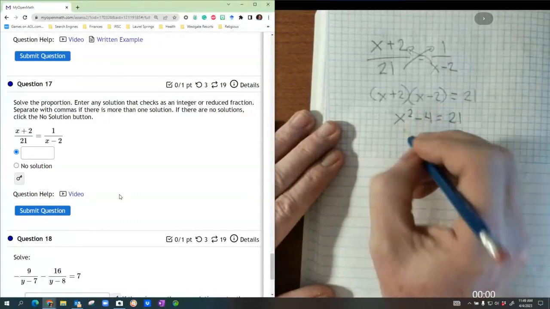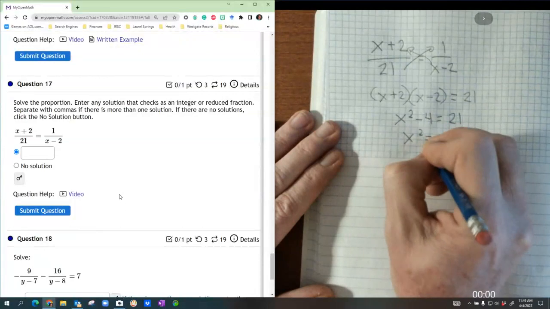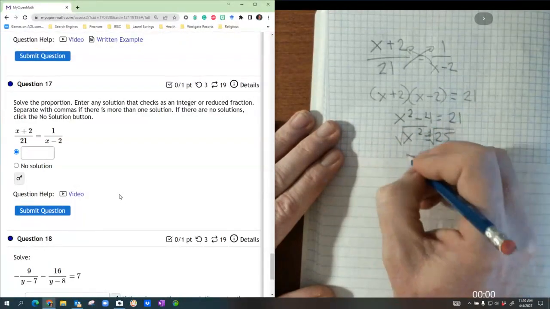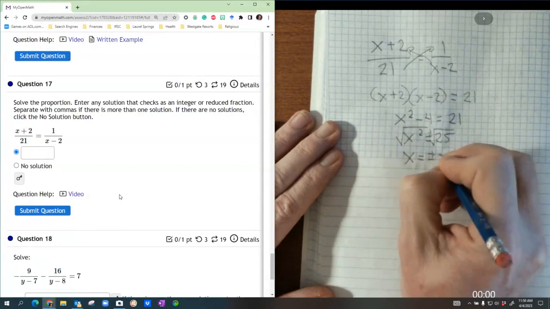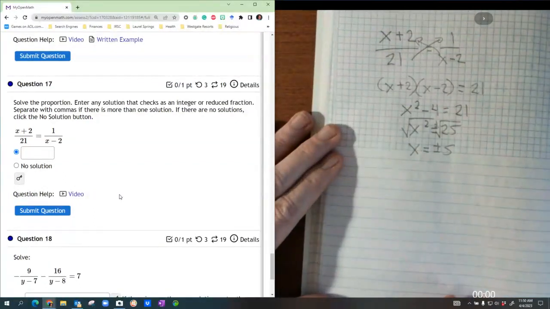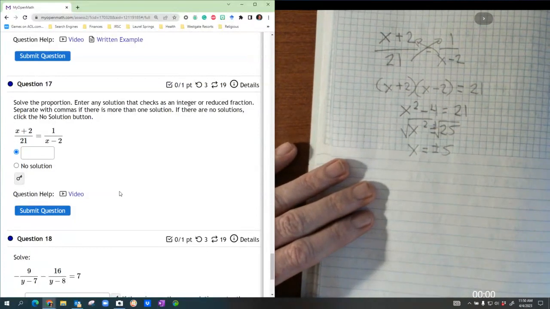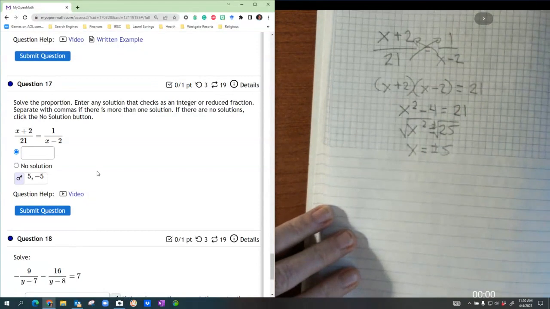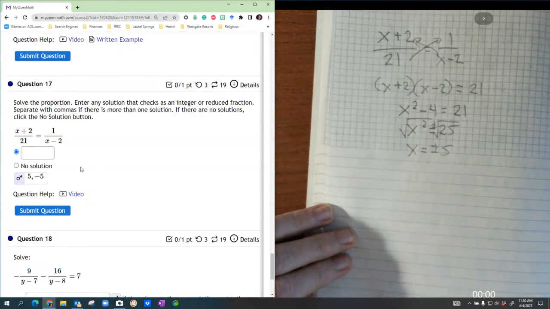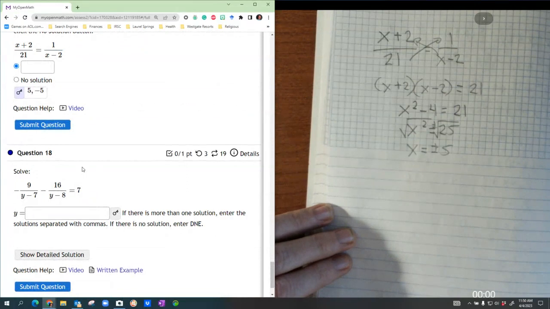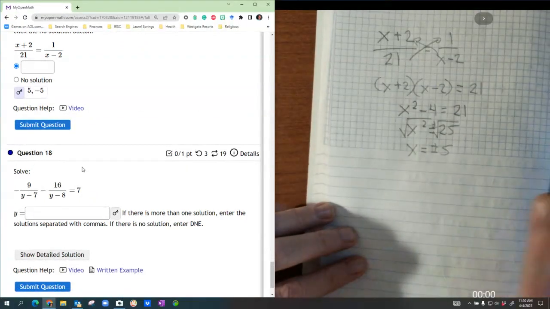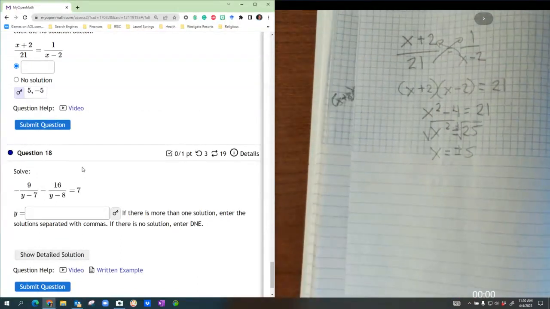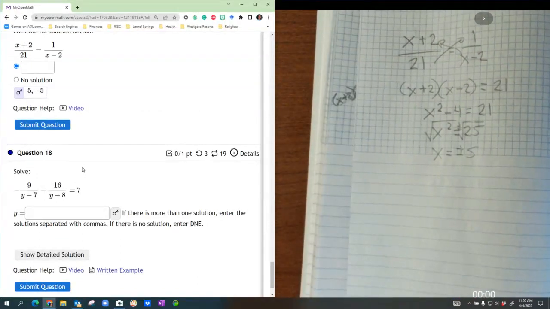And then we're going to add 4 to both sides, and then take the square root of both sides. We're going to get plus or minus 5. We can see that doesn't equal a 0 in the denominator, so we're going to leave it alone and write our answer. Proportions are really nice when they give us proportions, but they don't give us proportions all the time, so we just have to utilize what they give us, right?